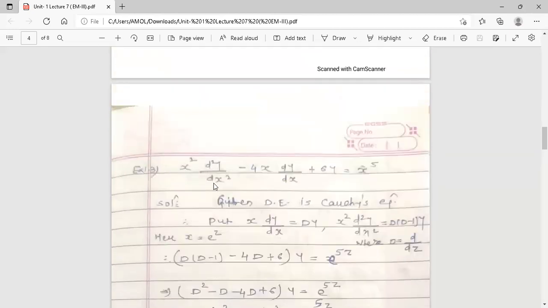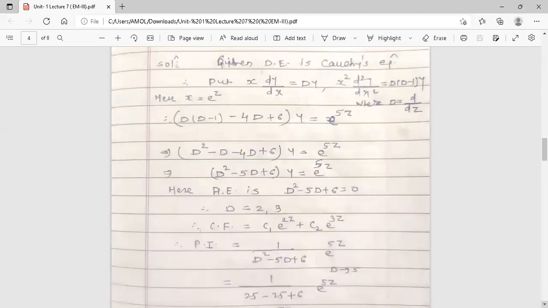x square into d2y by dx square minus 4x dy by dx plus 6y is equal to x raised to 5. In this example also, with every derivative term, there is a polynomial function of the same degree. So the given differential equation is Cauchy's equation. So you take it as homework and try to solve this example.